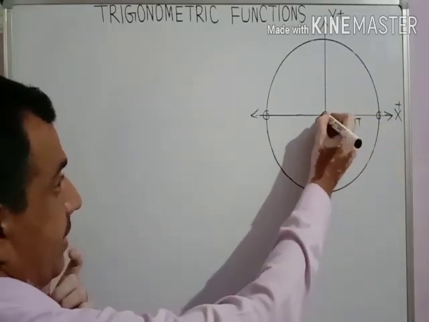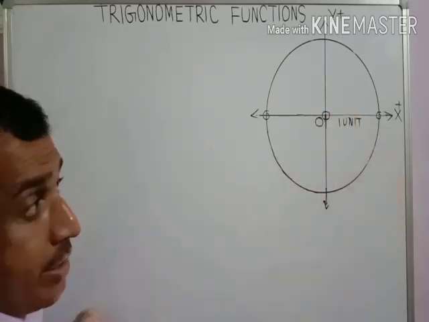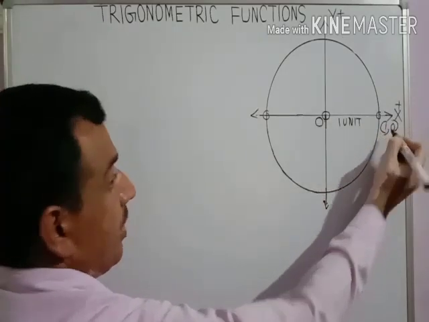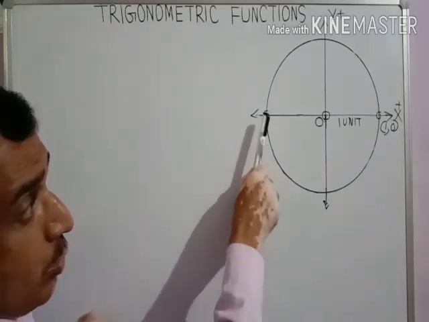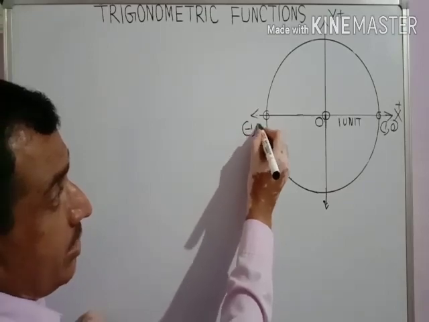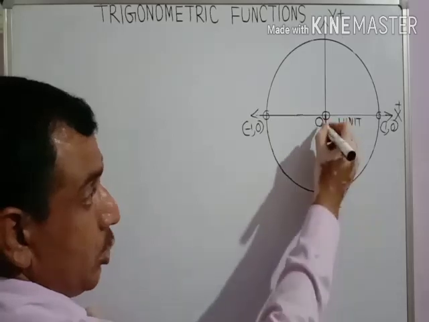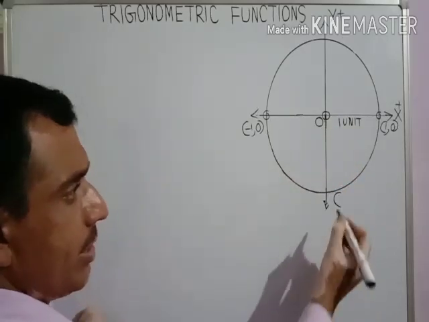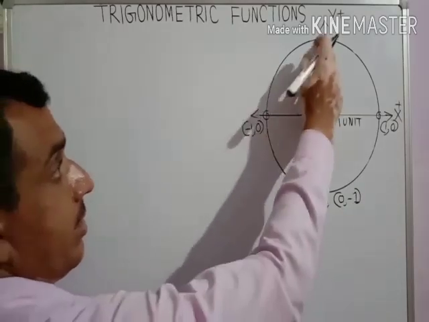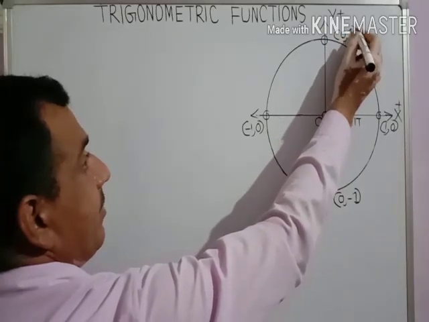And this is the center of the circle. If I ask you what are the coordinates of this point, you say, sir, it is 1 unit, so the coordinates are 1, 0. Right. If I ask you what are the coordinates of this point, you will definitely say, sir, it is -1, 0. Coordinates of this point, this is also 1 unit radius, it is 0, -1. And here the coordinates of this point are 0, 1.